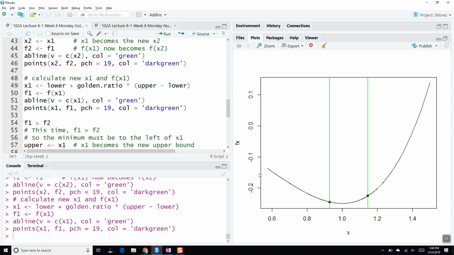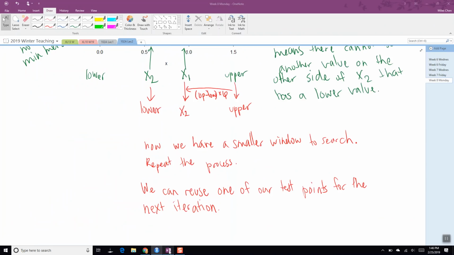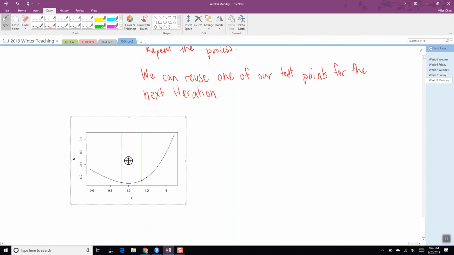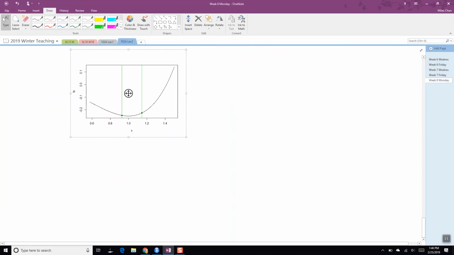So I know there's a local min between this bound and this boundary. And because this one over here is smaller than this one over here, we know that there can't be another value on this side that's smaller, because there's just one local minimum between the two boundaries. And so we'll go ahead and eliminate the side on the right. Okay. So on our second iteration, we're zoomed in over here.